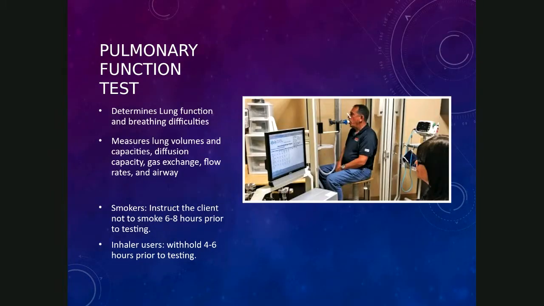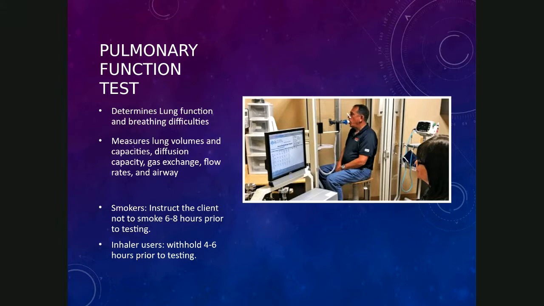We have pulmonary function tests. These are typically done outpatient. Your doctor, the pulmonologist, or even your primary doctor will order it. It determines lung function and breathing difficulties. What you'll do is blow in and out of this device, and it measures how well you're able to do that. Pulmonary function tests are really an umbrella term for several different tests. One, for example, measures lung volume. The other one is for spirometry.